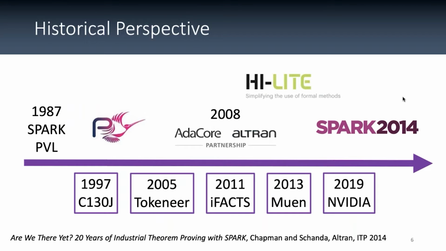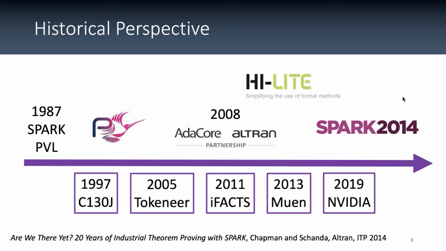So this is not new. In fact, program-proof technology, in particular with Spark, started a long time ago, in 1987. It has gone through a number of companies, and now it's co-developed by AdaCore and Altron, as I said. If you're interested, you can read the paper that I mentioned at the bottom, and there will be other references like that that you can find on the web for more information.